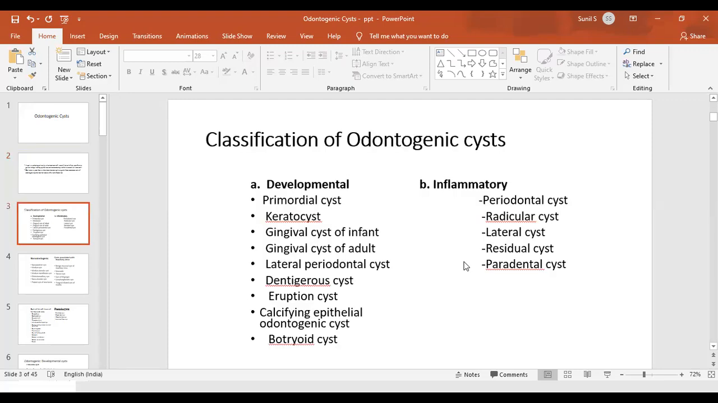Classification of odontogenic cysts. It can be classified as developmental cyst as well as inflammatory cyst. Under developmental cyst comes primordial cyst, keratocyst, gingival cyst of the infant, gingival cyst of the adult, lateral periodontal cyst, dentigerous cyst, eruption cyst, calcifying epithelial odontogenic cyst, botryoid cyst, etc. Inflammatory cysts are periodontal cyst, radicular cyst, lateral cyst, residual cyst, and paradental cyst.